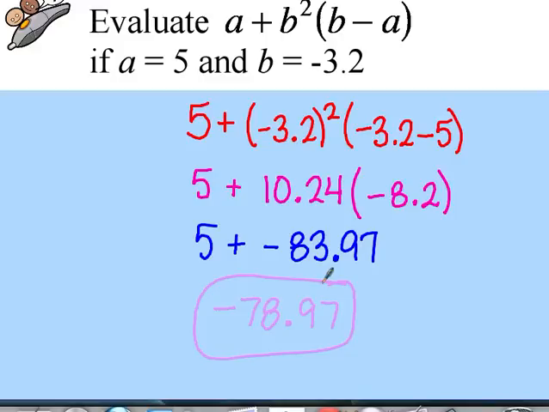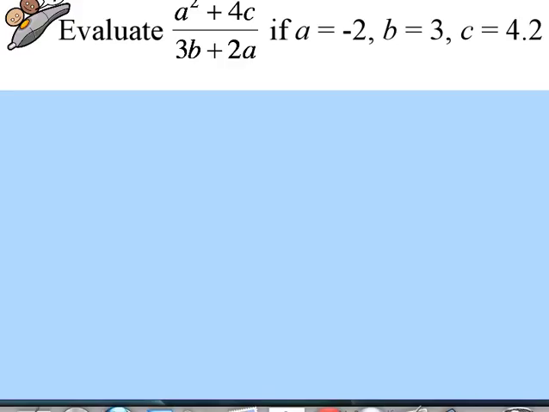Let's look at this one. Evaluate a squared plus 4c over 3b plus 2a.